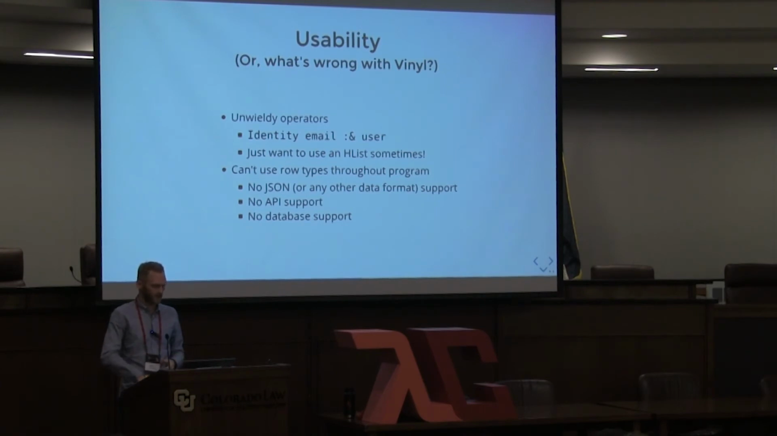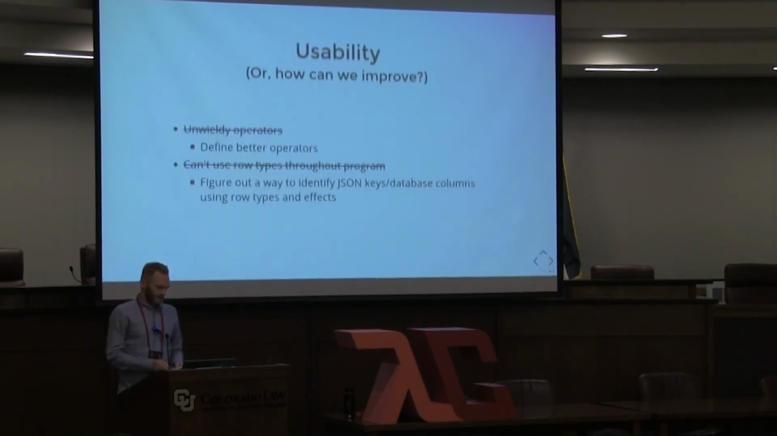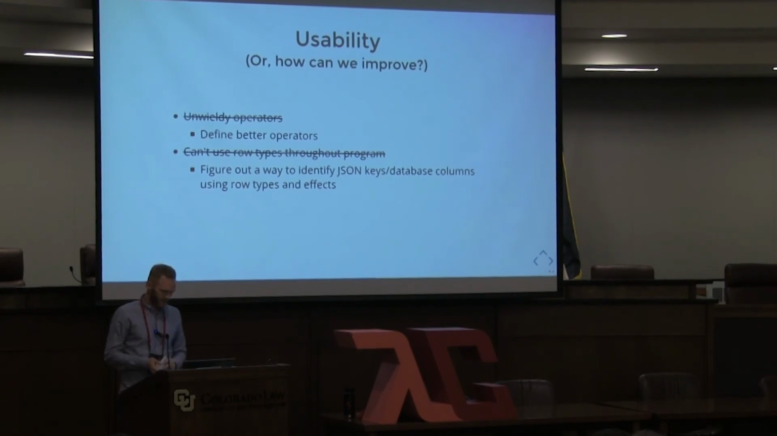So for instance, if you want to buy into using row types, then we should be able to use them wherever we want in our program. Exactly what I just said: we want to define better operators and figure out a way to identify JSON keys or database columns using the previously defined row types and effects.